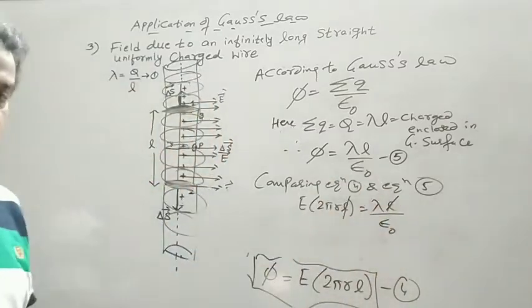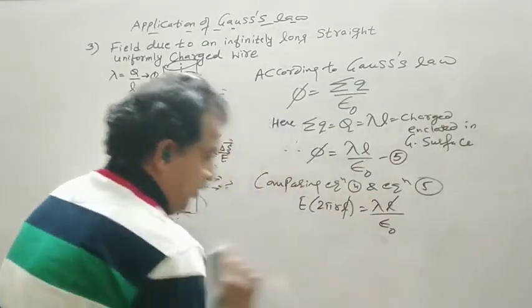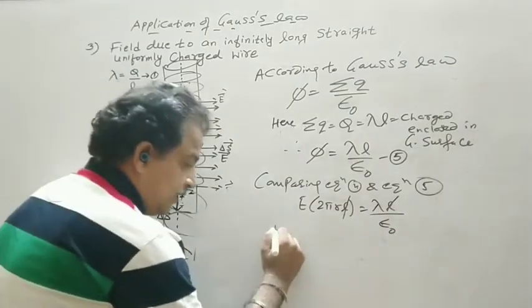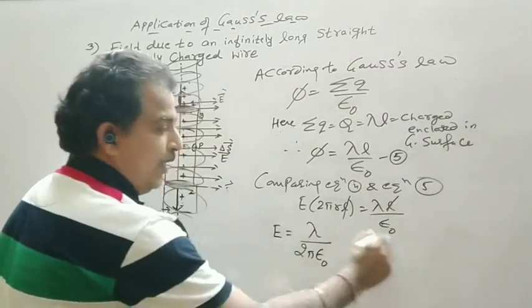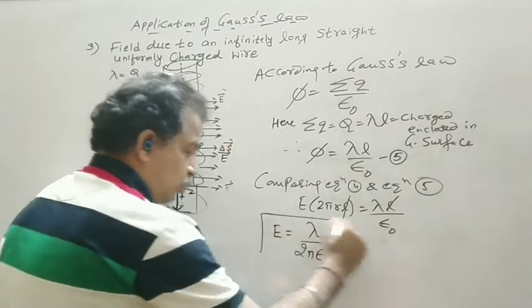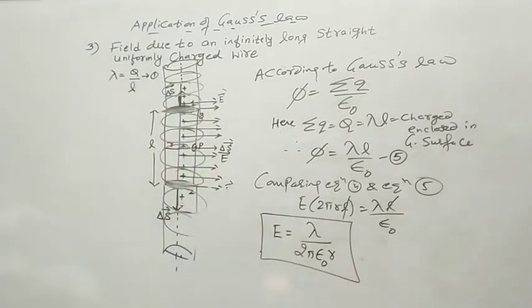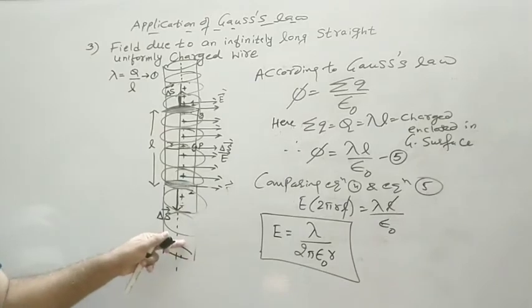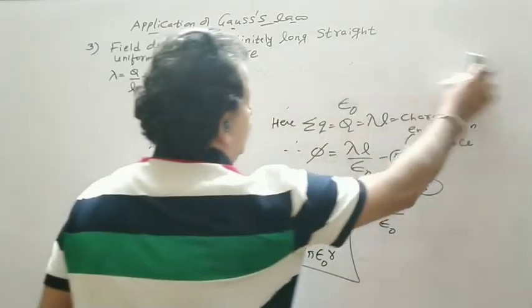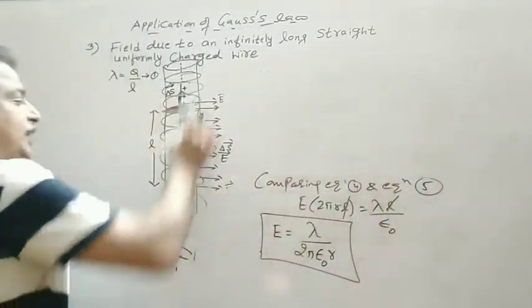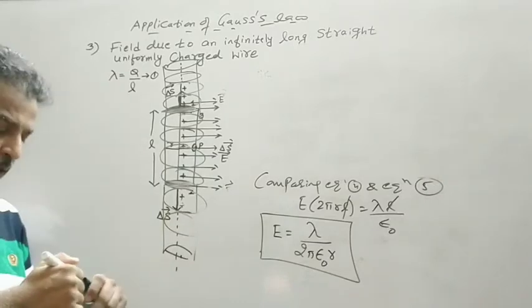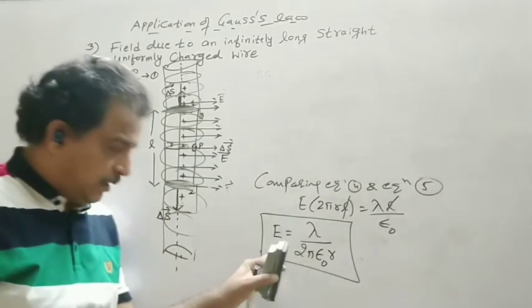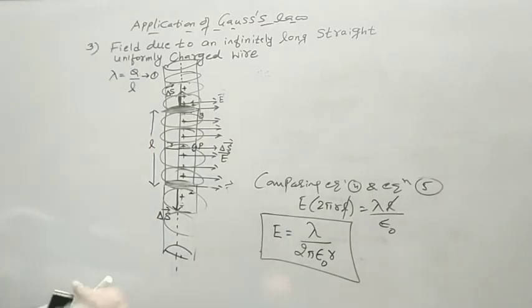So E 2 pi RL is equal to lambda L upon epsilon naught. L and L get cancelled. So the final magnitude of the electric field intensity is E is equal to lambda upon 2 pi epsilon naught R. So this is the electric field intensity at any point normal to the wire. Your point should be normal to the wire. So here the wire is along the y-axis, the point is taken along the x-axis, so it should be normal to the wire. Now this is the magnitude of electric field intensity. We know the electric field intensity is radially outward.